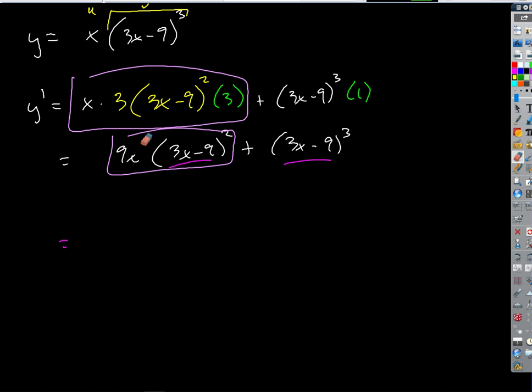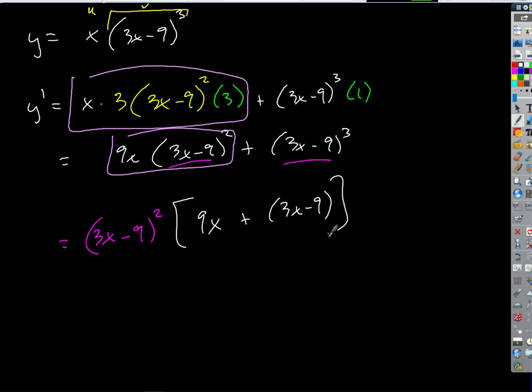So if we factor out our like base of 3x minus 9 squared, leaving me with, that whole thing's going to cancel, so I'm going to get a 9x plus, and have one more of those bases left over. And that's going to be my final answer when I just combine that stuff. Let's go down.